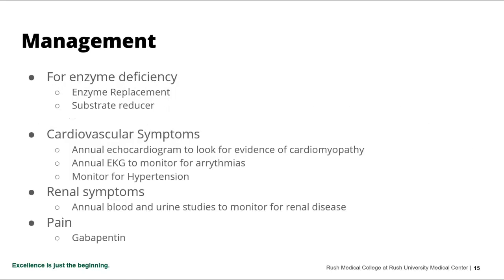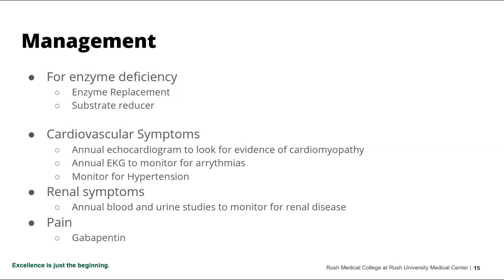So management, for the enzyme deficiency, we can actually give enzyme through the IV. The problem with that is it's really good for the kidney and the heart problems, but this enzyme does not cross the blood-brain barrier, so it's not quite as good for decreasing stroke risk. Substrate reducer: if we can't make the enzyme, let's not need it as much by blocking the first step of the synthesis of the glycolipid.